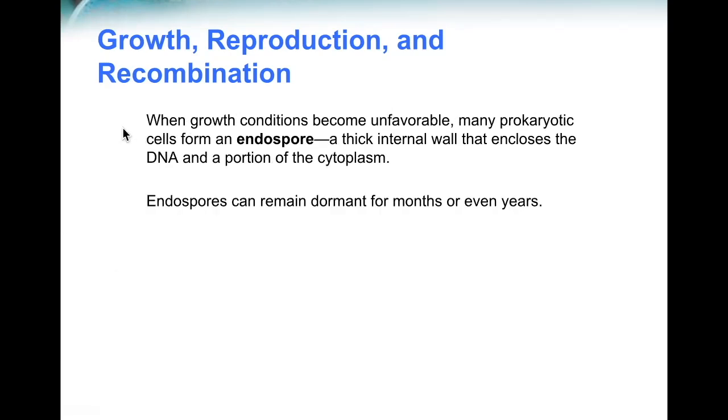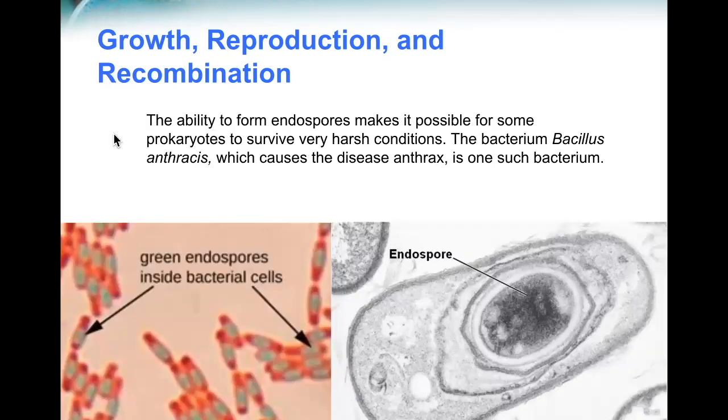When growth conditions become unfavorable, many prokaryotic cells form an endospore, a thick internal wall that encloses the DNA and a portion of the cytoplasm. Endospores can remain dormant for months or even years. The ability to form endospores makes it possible for some prokaryotes to survive very harsh conditions. The bacterium Bacillus anthracis, which causes the disease anthrax, is one such bacterium. These are the green endospores inside the bacterial cells.